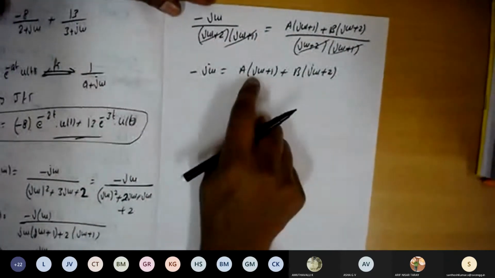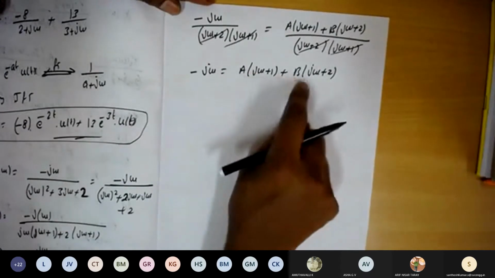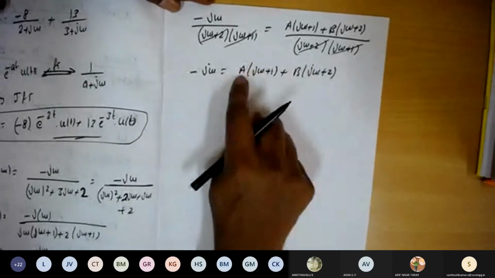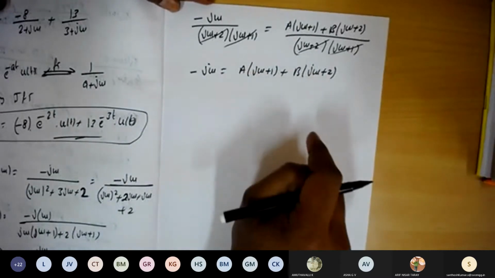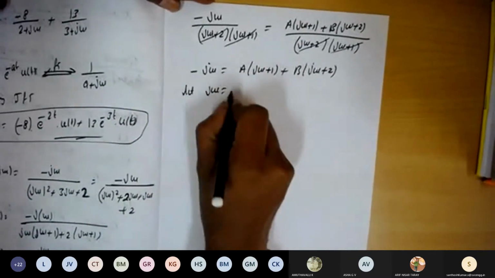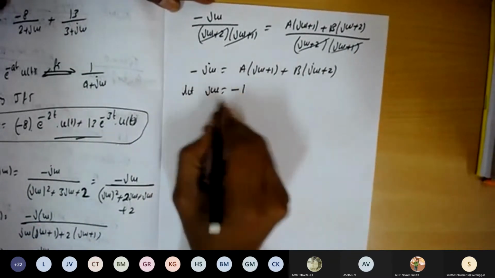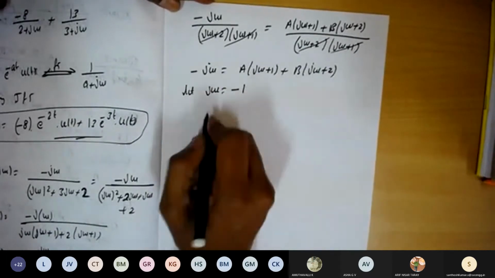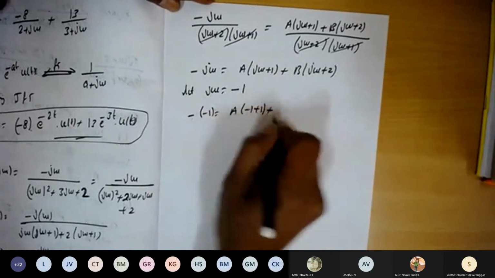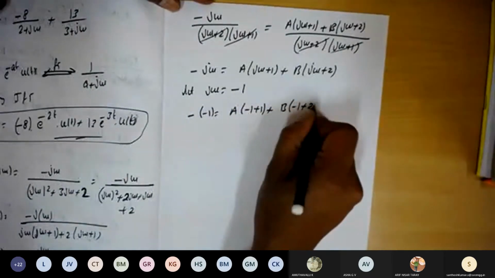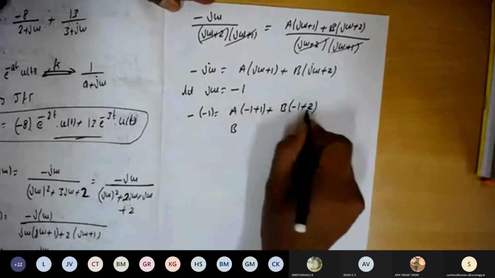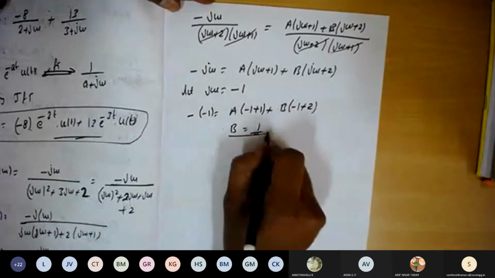Now to find the values for A and B, let us substitute j omega equal to minus 1. So we'll get the value for B. And to get the value for A, substitute j omega equal to minus 2. So let j omega equal to minus 1. In place of j omega, I'm substituting minus 1. This becomes minus of minus 1 equals A into minus 1 plus 1 plus B into minus 1 plus 2. Minus of minus 1 is plus 1, so the value of B is 1.